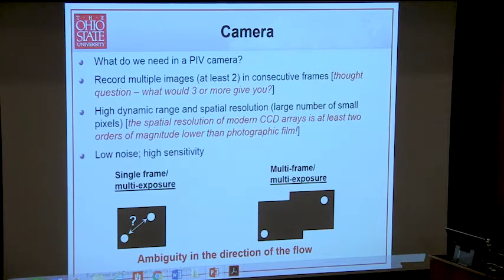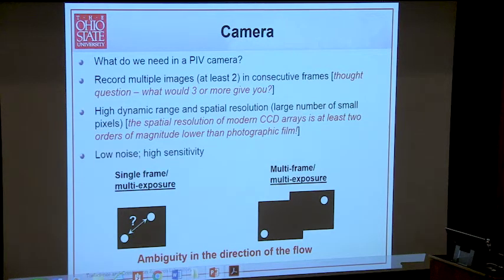A lot of initial measurements were done when PIV was being developed in the 80s and early 90s. It used single frame multi-exposure, and instead of the cross-correlation that we'll talk about, it used autocorrelation of the images, so the image correlated with itself. If you knew the principal flow direction, this gave you a very accurate measurement. If you didn't know, there's ambiguity in the direction.